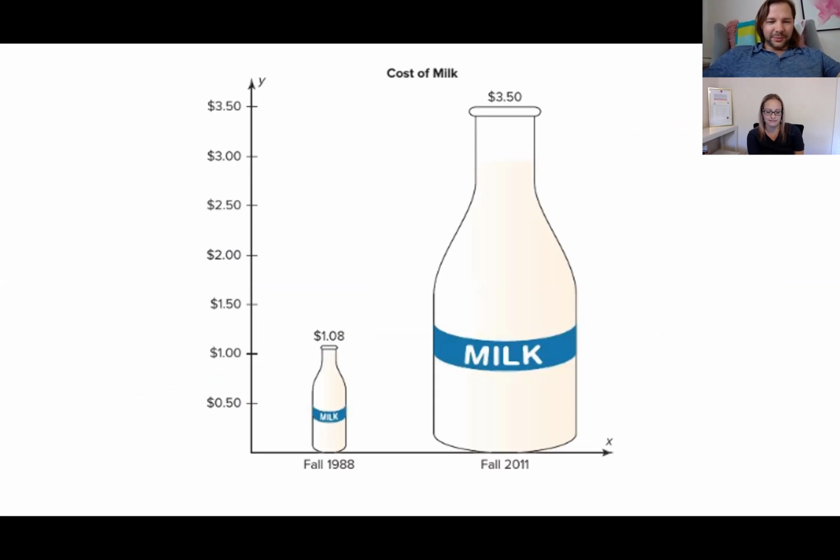And then, yeah, this one, okay, it says that the price of milk went from $1.08 in fall 1988 to $3.50 in fall 2011. Why they're comparing those two years, I don't know. But also the milk bottle is like 20 times the size in fall 2011 than it is in fall 1988. So I think the graphic is not matching the numbers, because $3.50 is only 3 times as much as $1.08, right? Yeah, so mathematically, that milk carton should only be like 3 times the size, but because they expanded it in both the X and the Y direction, it makes the area look a lot larger.